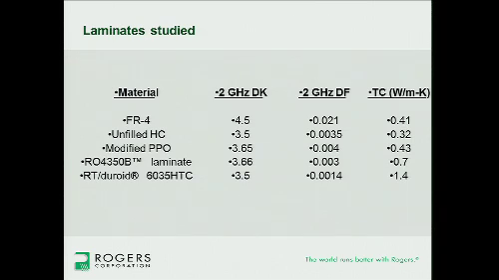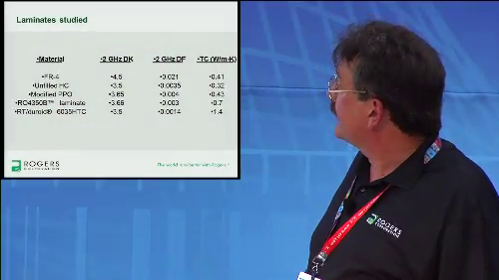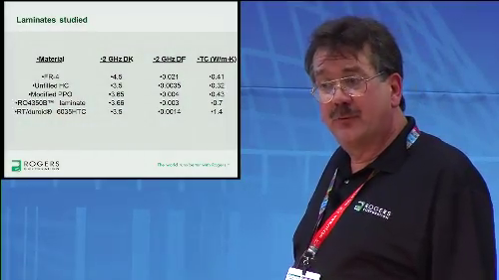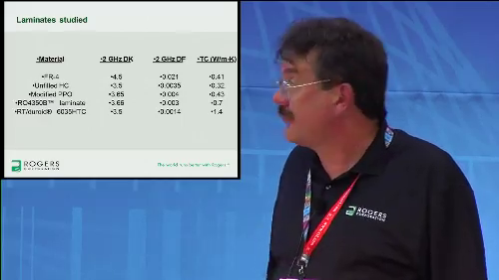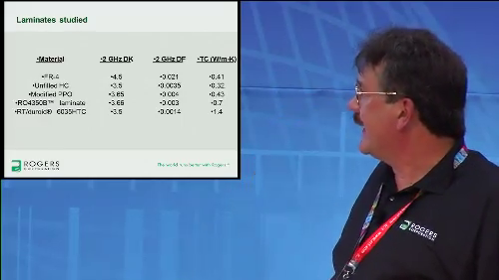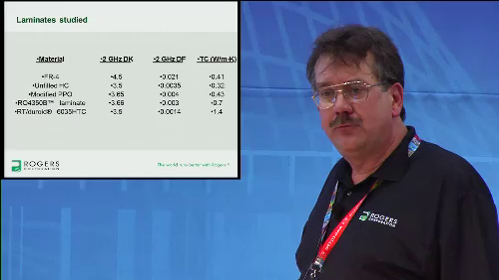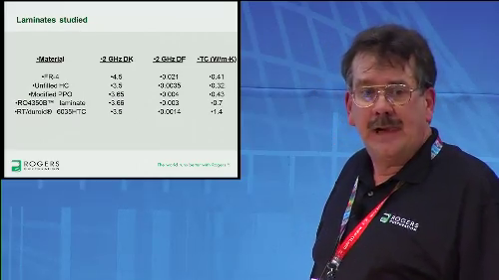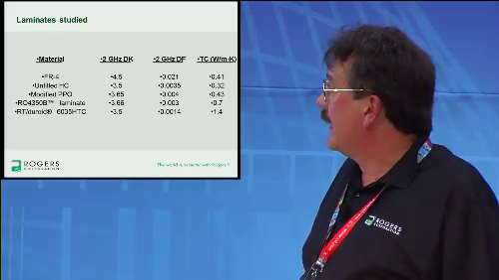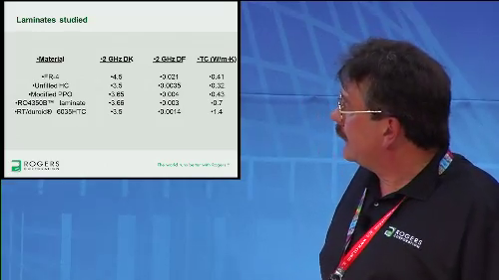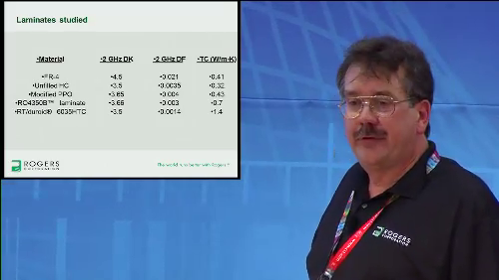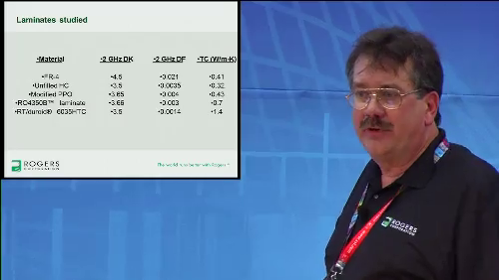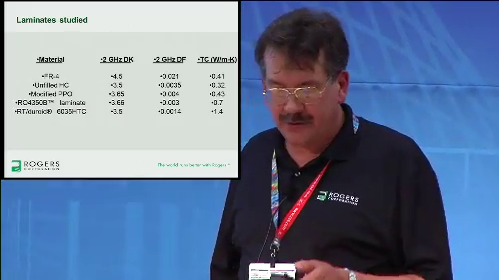RO4350B is a Rogers material that's highly filled with fused silica, the lower thermal conductivity filler, but that gets us to a considerably higher thermal conductivity than the unfilled laminates, at 0.7 watts per meter K. And then finally, a new material that we're introducing based on PTFE filled with boron nitride. It has a low dielectric constant, very low loss, and a 1.4 watt per meter K thermal conductivity.